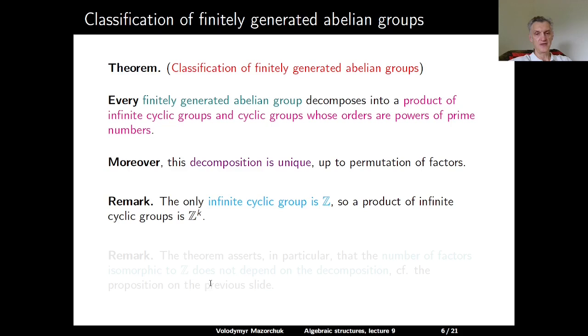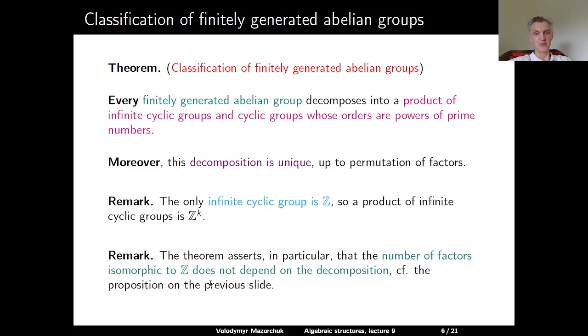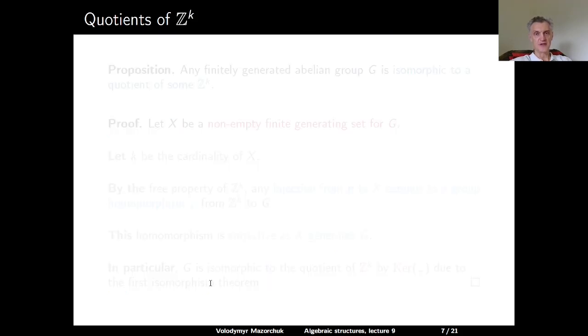Please note that the only infinite cyclic group is Z, so a product of infinite cyclic groups is exactly Z^k, which we studied on the previous slides, and our main result asserts in particular that the number of factors isomorphic to Z does not depend on the decomposition of our finitely generated abelian group. And one can compare this with the result established on the previous slide, that Z^k is isomorphic to Z^m if and only if k is equal to m. So that's a part of this main result. The remainder of the lecture is devoted to the proof of this theorem.